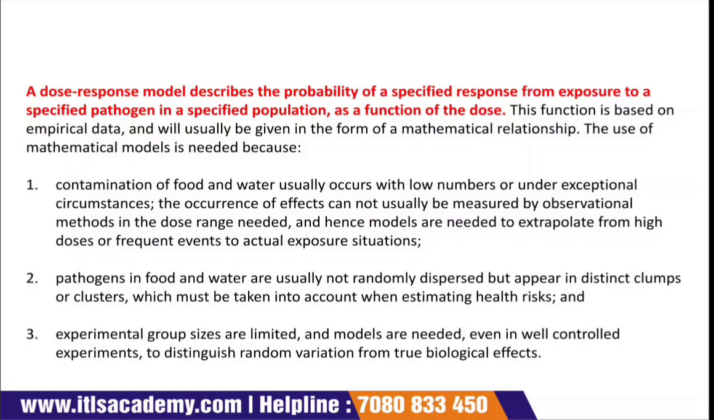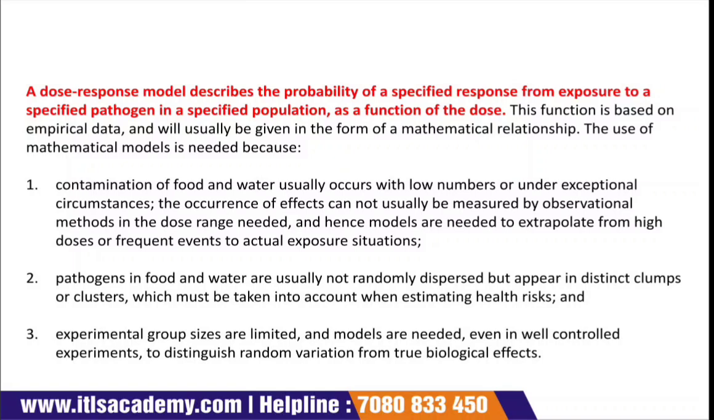And this contamination can occur from different kinds of pathogens, that is bacteria, viruses, fungi. Sometimes it occurs through physical contamination, sometimes through chemical contamination. Okay, so now the second point is pathogens in food and water are usually not randomly dispersed but appear in distinct clumps or clusters, which must be taken into account when estimating health risk.